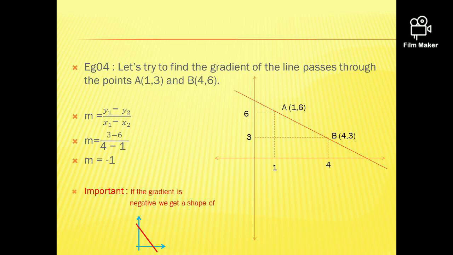It doesn't matter, if you work it out considering A as x1 y1 and B as x2 y2, you will obtain the same answer again. If you work out, you will obtain the gradient as minus 1. Then you can understand that if you get a negative gradient, you will get a line sloping as shown in the diagram. Later on we will work out how to find the value for c in such questions.